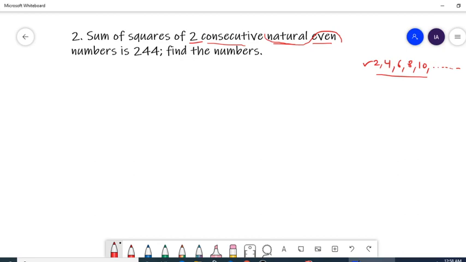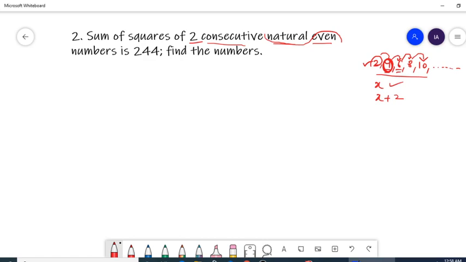As you can see, if the first number is 2, and I consider that this 2 is x, can I say that this 4 can be considered as x plus 2? Because 4 is 2 more than the previous number. Same way, 6, 8 and 10 are each 2 more than the previous number. So for any consecutive even natural numbers, if the first number is x, the next consecutive even natural number can be considered as x plus 2.